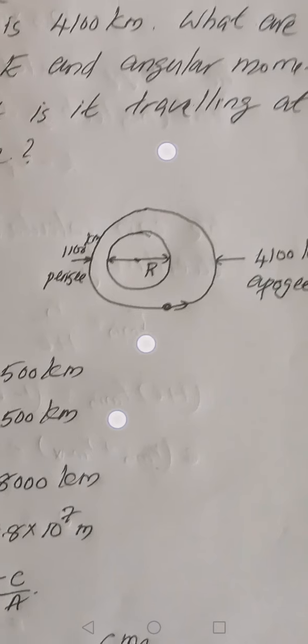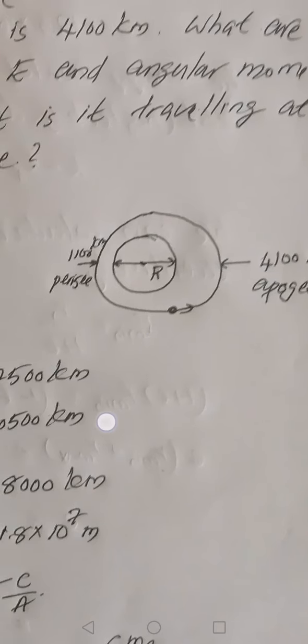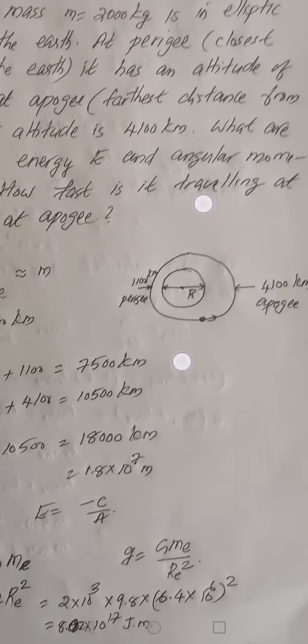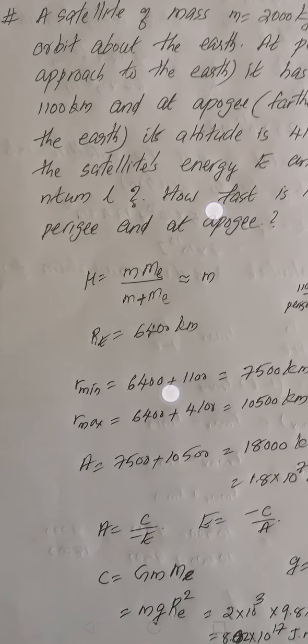So the altitude of perigee is 1100 kilometer; altitude means from the surface of the earth. It is 1100 kilometer away at perigee, and similarly it is 4100 kilometer away at apogee. So this distance is r plus 1100 kilometer, and this distance is r plus 4100 kilometer. Got it? Okay, so let us calculate mu.